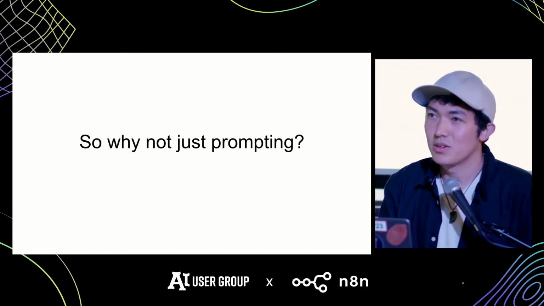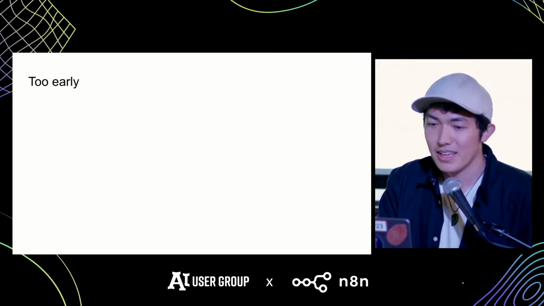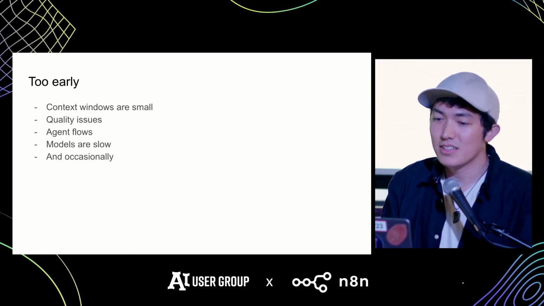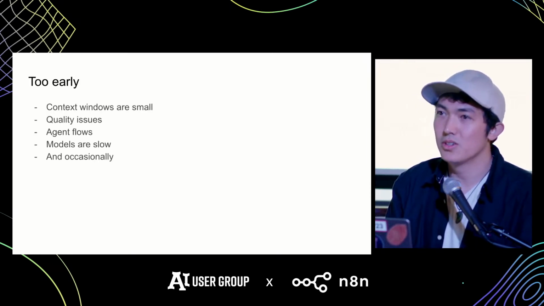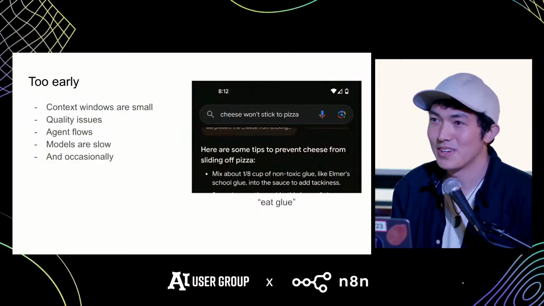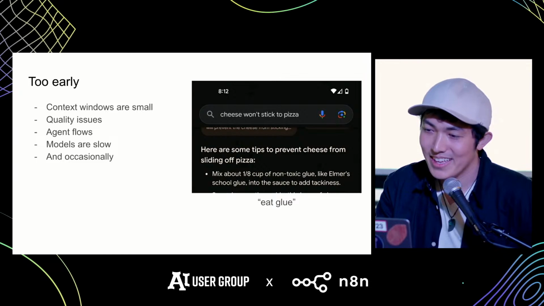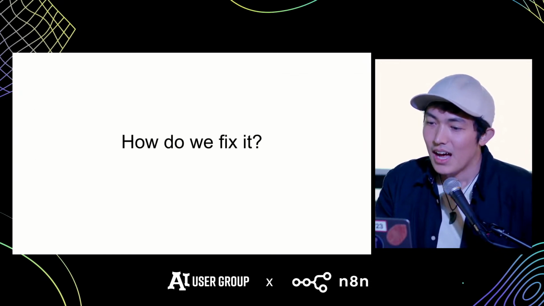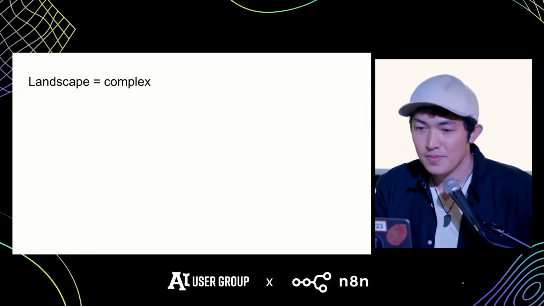It doesn't work, so we can't just do prompting. It's a little bit too early, the context windows are too small, there's a bunch of quality issues, you want to do agent flows like we saw in the last talk, and occasionally you get responses like this, where I don't know if you guys have seen this one, but it says cheese won't stick to pizza. You know, just eat glue is what Google responded with. But yeah, so how do we actually fix this issue?